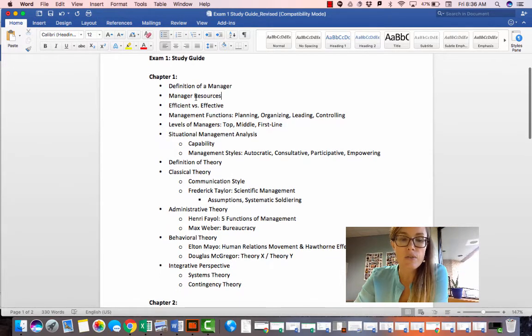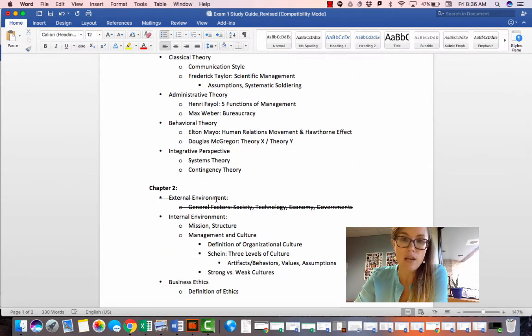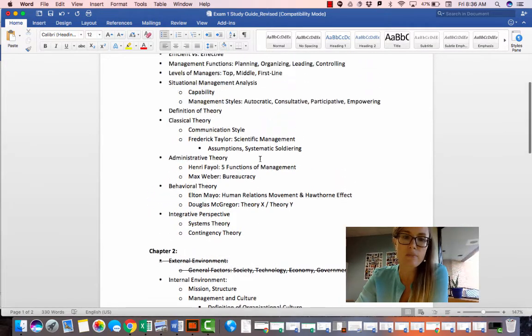So I did go through and revise this. As we go down, you'll see that there are some things that I just crossed out, so you know those are the things we just didn't make it to, and that won't be on the exam.